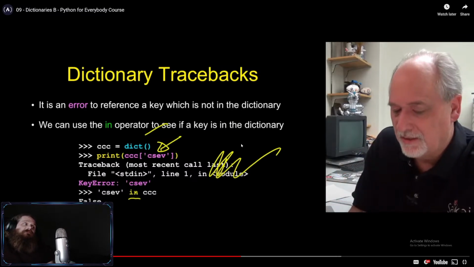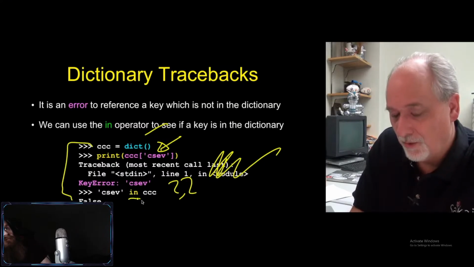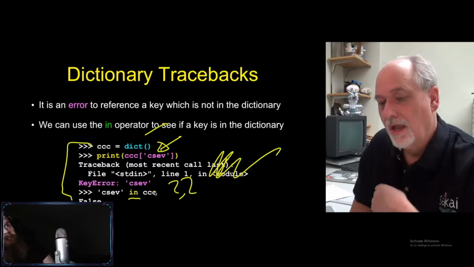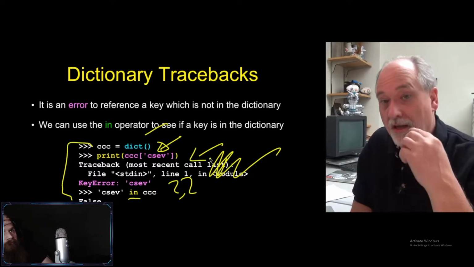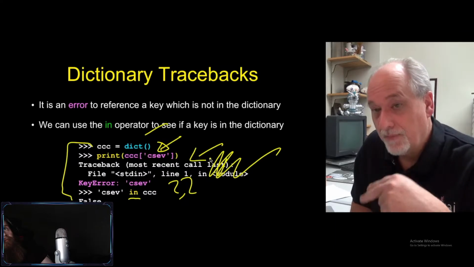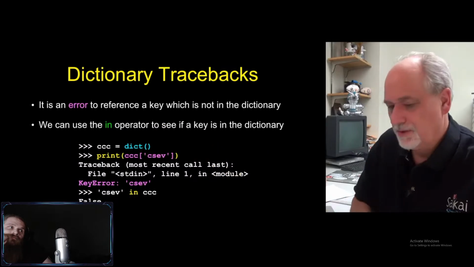It's saying, is csev in CCC? Well, this is this empty one, and so no, it is not. csev is not in CCC. And so using this in operator, we can avoid the traceback. We can say, if it's not there, put it in. If it is there, add 1 to it. And that leads us to this bit of code.